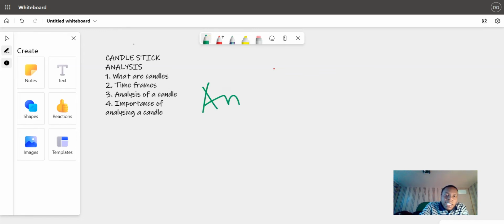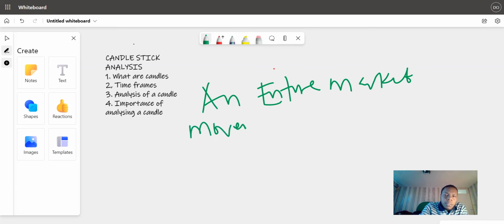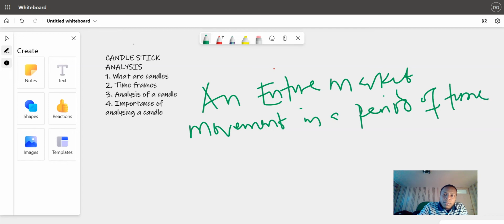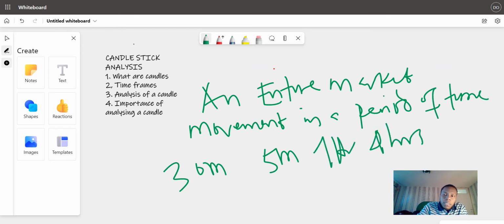An entire market movement in a period of time, say 30 minutes, say 5 minutes, 1 hour, 4 hours, 1 week, 1 month, maybe 1 year.